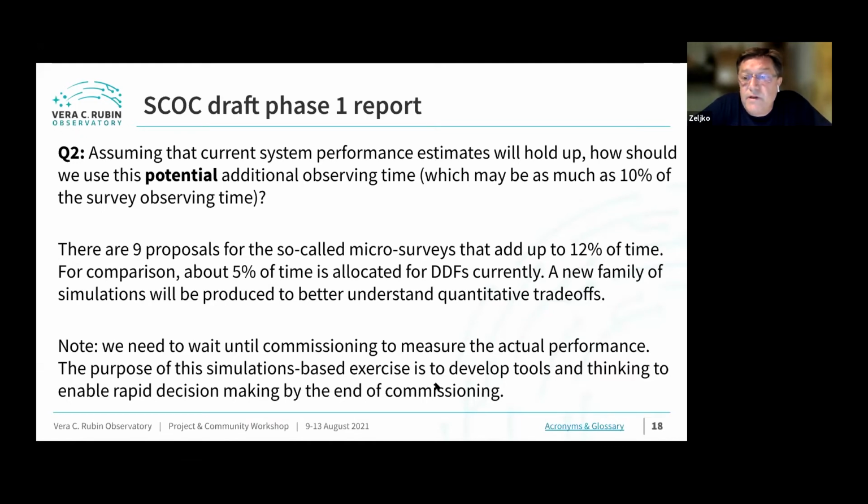To some, it will not sound like a lot of time for all that great science in those 9 proposals, but at the same time, it needs to be compared, for example, to the 5% of time that deep drilling fields are currently allocated, and deep drilling fields are supposed to deliver great science too, in addition to helping us understand better what we are doing with the main survey with the universal visits. So it is a very hard optimization question, and we're still working on it. And at that level of optimization, we will actually need to wait until commissioning, until we have the actual measurements of the performance of the integrated system.